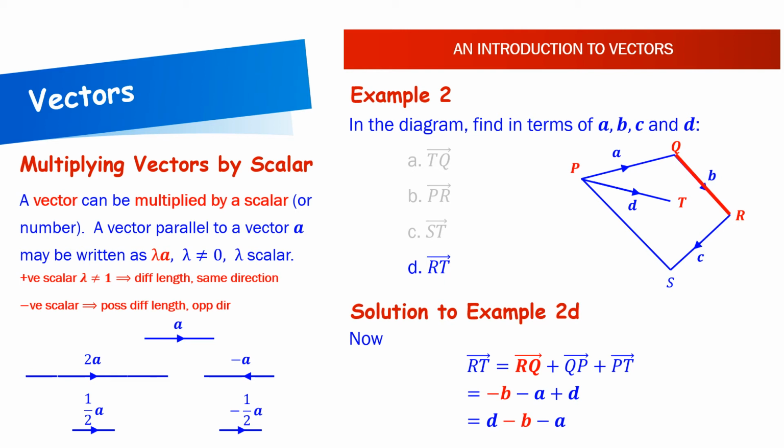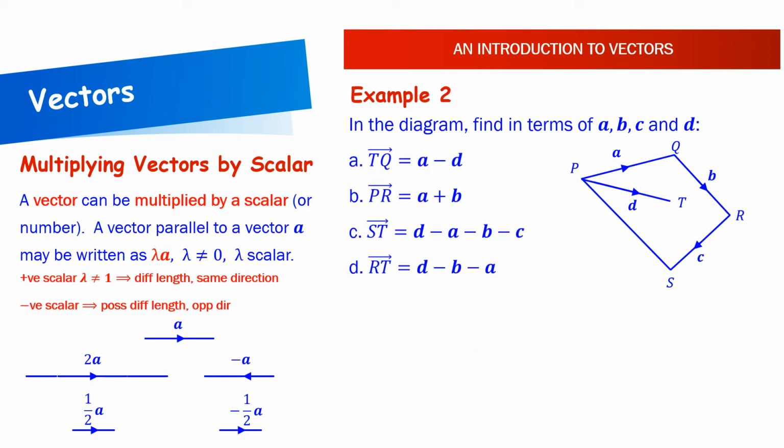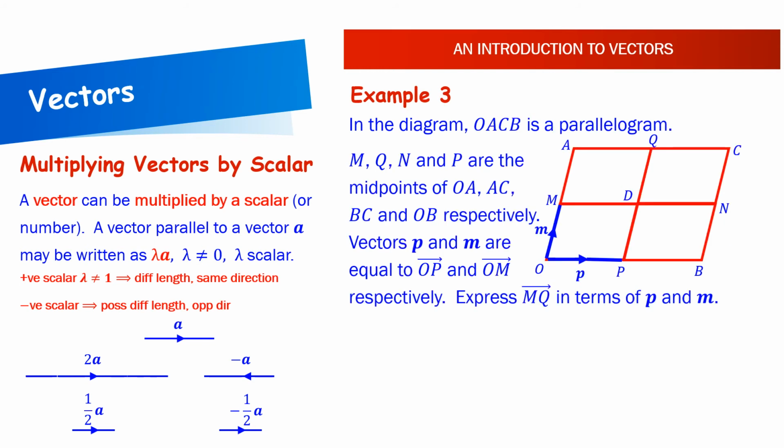RQ is equal to minus b, QP is equal to minus a, and PT is equal to d. So our resultant vector is d minus b minus a, denoting the journey RT. And here's a summary of our results. Now take a look at example 3. Pause the video and have a go. Press play when you're ready to view the solutions.